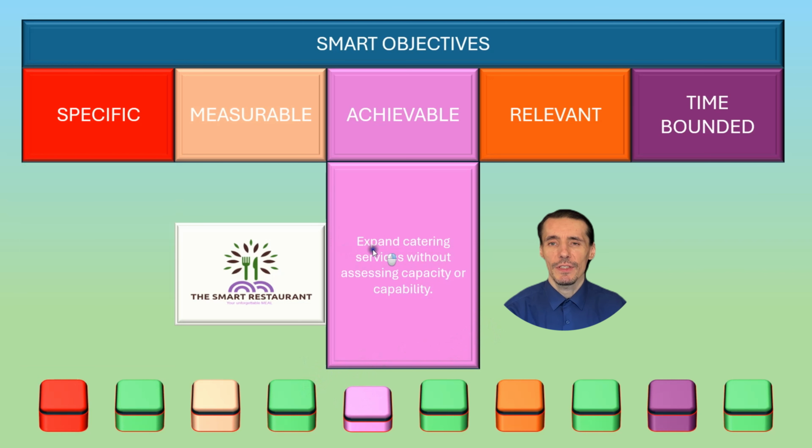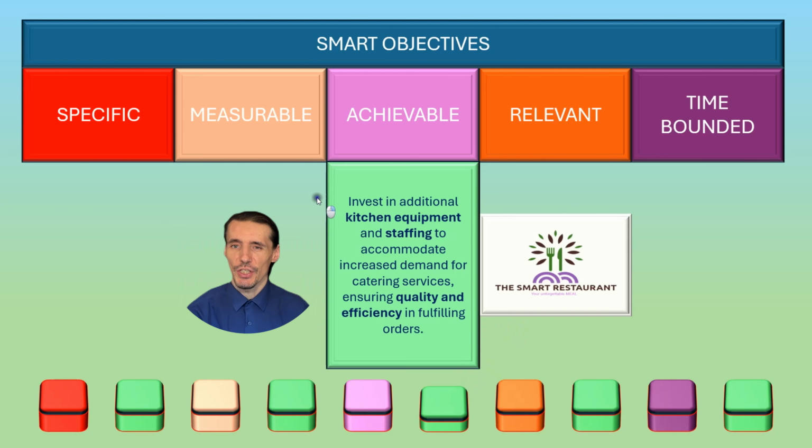Expanding catering services without assessing capacity or capability. This proves that the objective might fail due to inadequate capacity or capability. By contrary, let's see now a good example of an achievable objective.